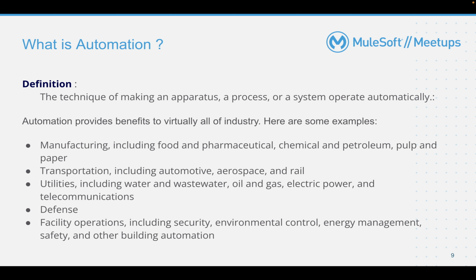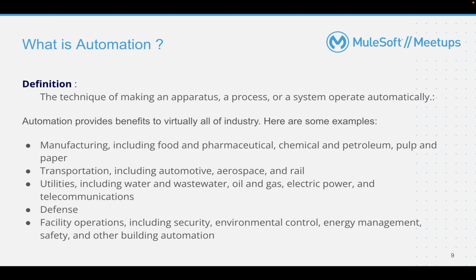Why? Because at the end of the day, it would save some time for you, and in the longer run, it really saves you both in terms of financial as well as the time perspective. So automation is not limited to our IT sector, but is also related to manufacturing, transportation, including water and waste, oil, gas, electric and telecommunication. Then we have defense and all. So automation is used everywhere.